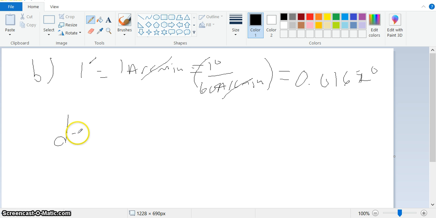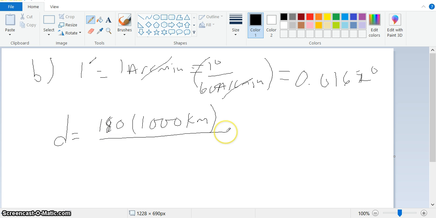The distance is equal to, if you know the parallax and you know the baseline, 180 times our baseline, which in this particular example was 1,000 kilometers, divided by pi and the parallax. Practice this. Try this on your own, and make sure you get the same numbers that I'm getting with your calculator. In this case, we will use 0.0167 as our parallax, because that's 1 arc minute.